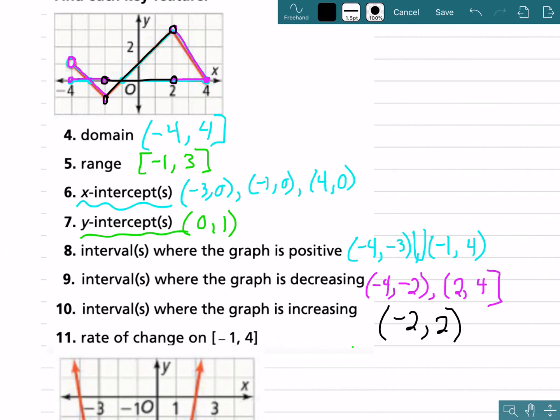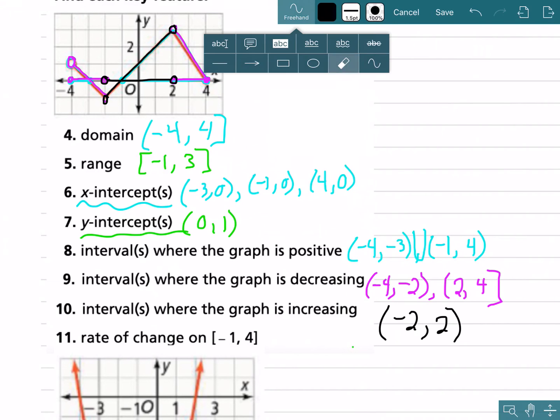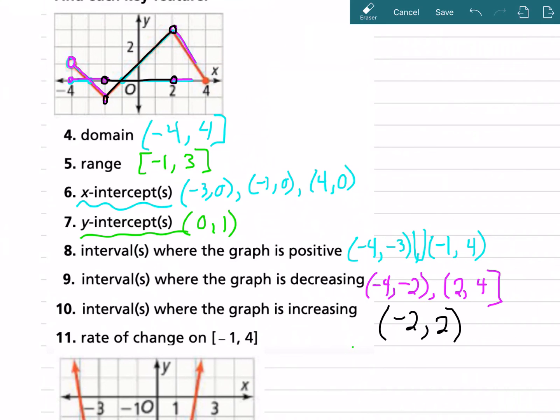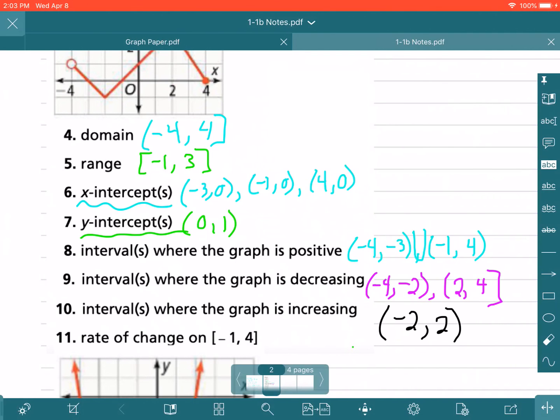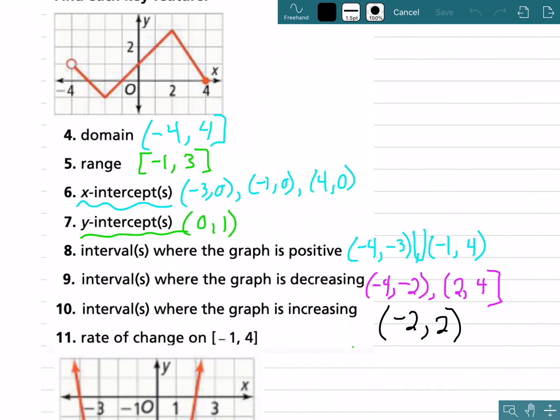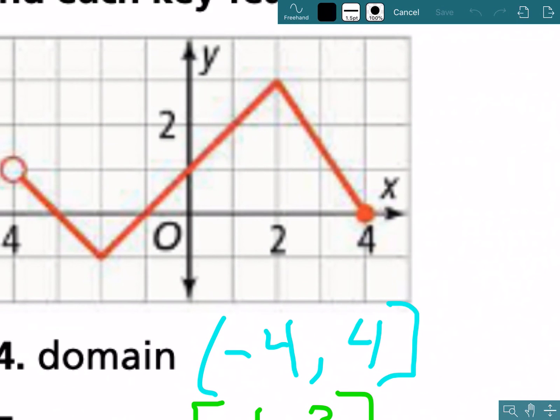The average rate of change on the interval from -1 to 4. All right, now I got a lot going on here, so let's just go ahead and erase a little bit of it, a little bit at a time so my app doesn't freeze up. Okay. So here what we're going to do is, it's telling me on the interval from -1 to 4, so my inputs are -1 and 4. So these are my 2 points.